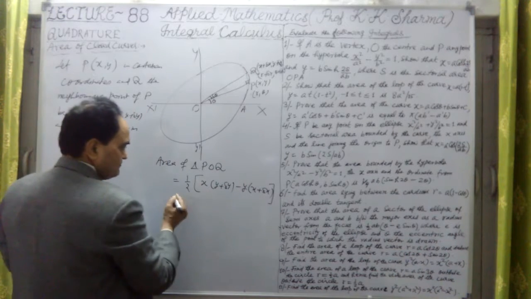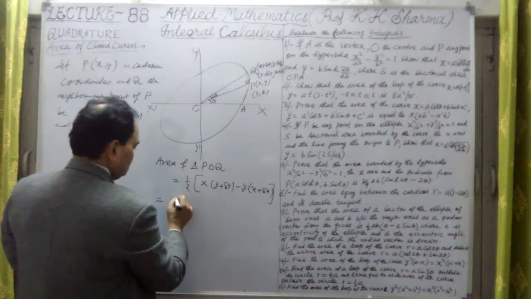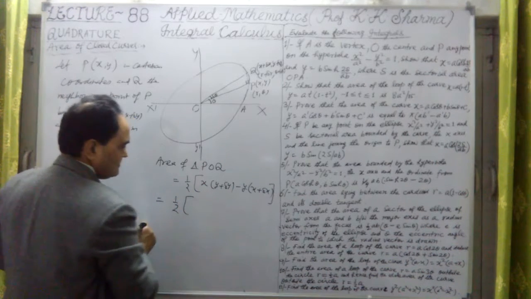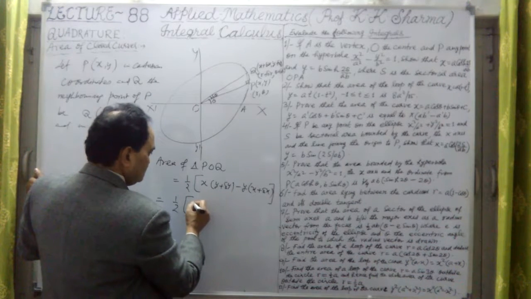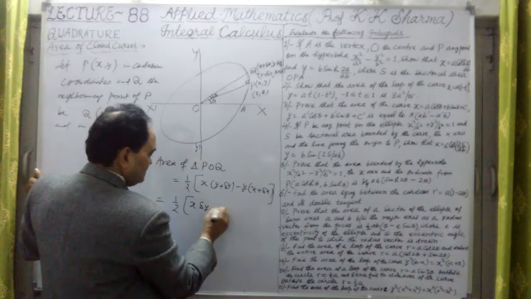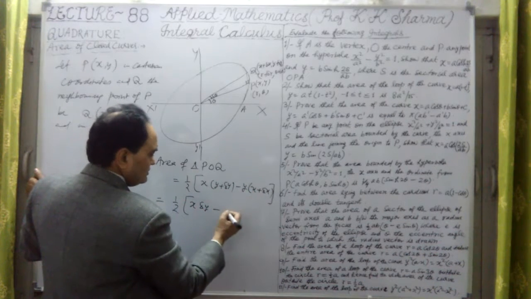Now this can be solved as 1/2 x into delta y, because xy cancels out. So this is x into delta y minus y into delta x.